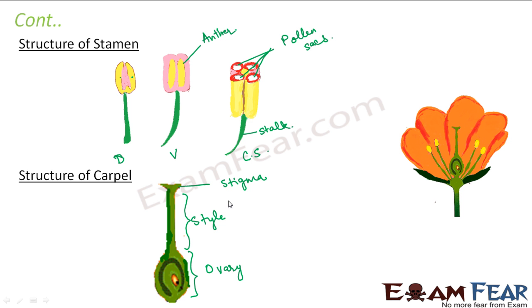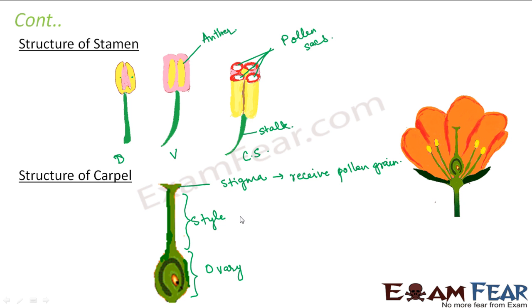Now what is the purpose of each of them? Stigma is the part which receives the pollen grain from the male reproductive part. So the purpose of stigma is to receive pollen grain. How will the pollen grain reach the egg? The egg is present somewhere here. So the pollen grain will first come here. The stigma is the one which has to receive the pollen grain.